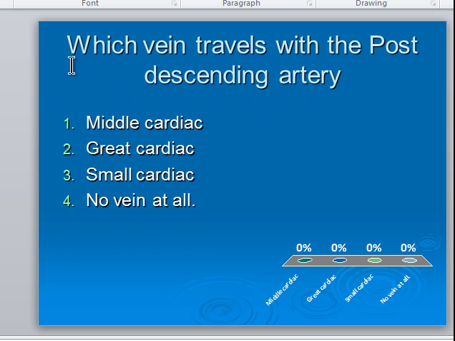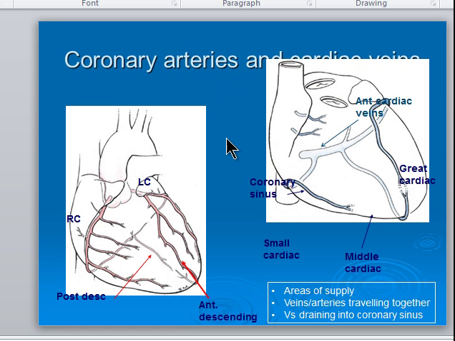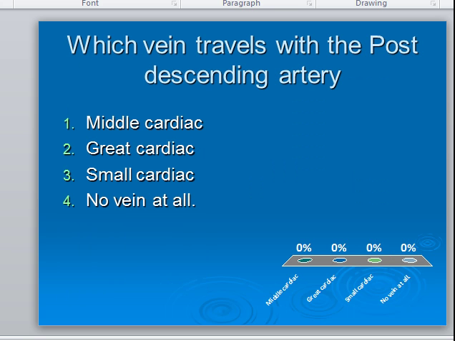Let's look at this one. Which vein travels with the posterior descending artery? And again, if you look at this picture really carefully, look at this. This is the middle cardiac vein. This arrow should have been up here, which travels with the posterior descending artery. So it would be the middle cardiac vein.